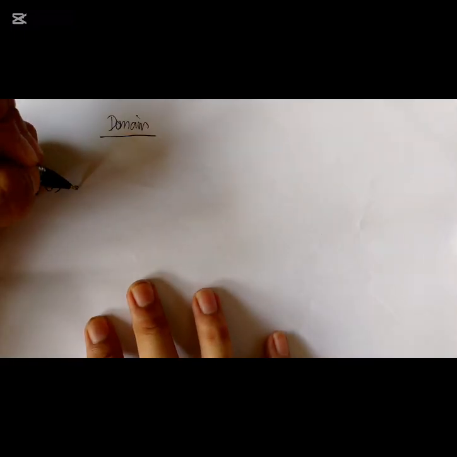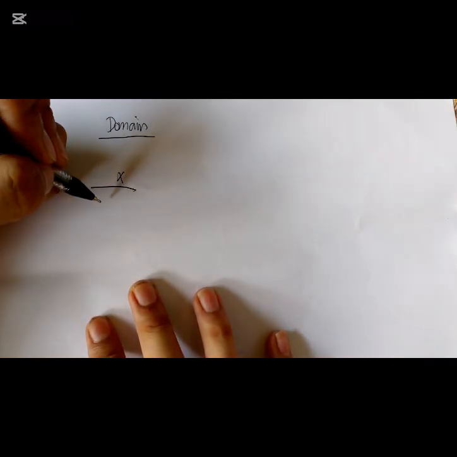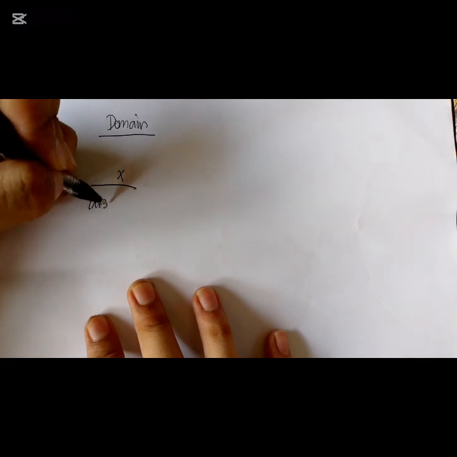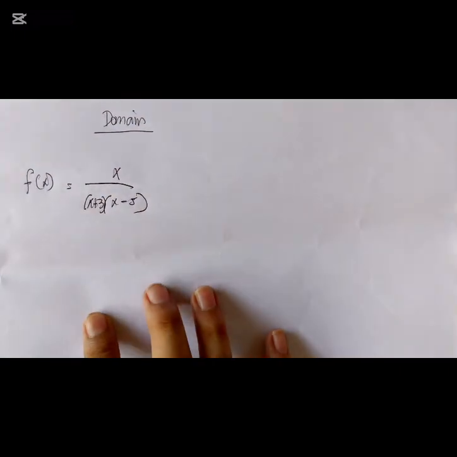Let's have an example of how to find the domain. Say, for example, f of x is equal to x over (x plus 3)(x minus 5). So this is the rational function in completely factored form.